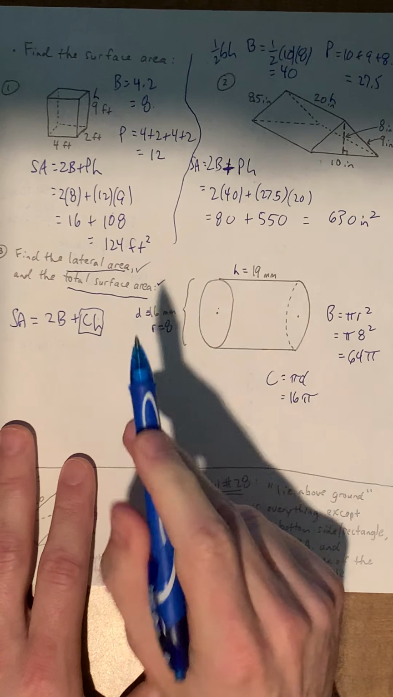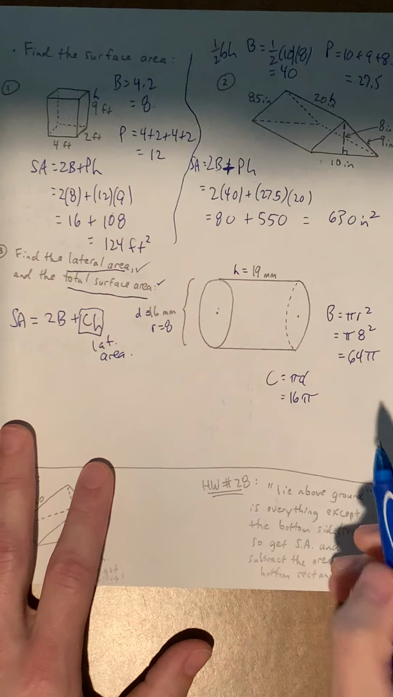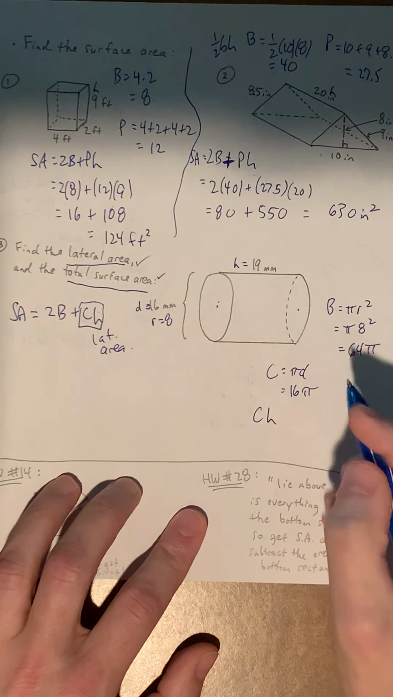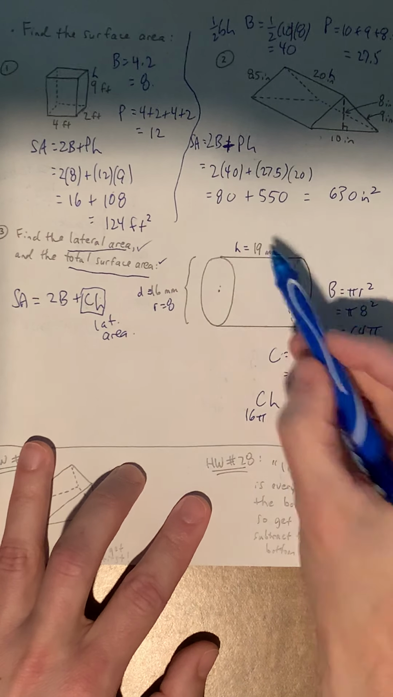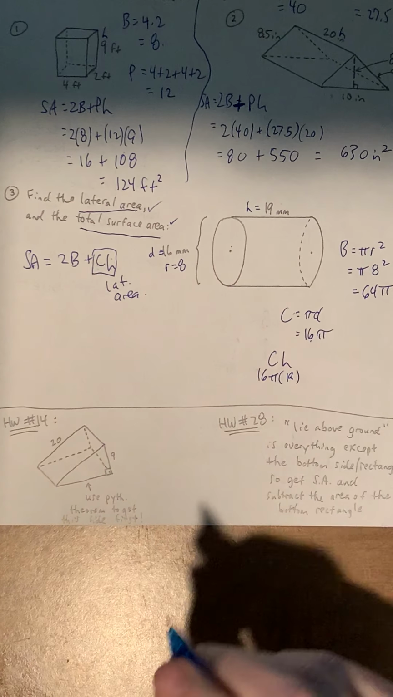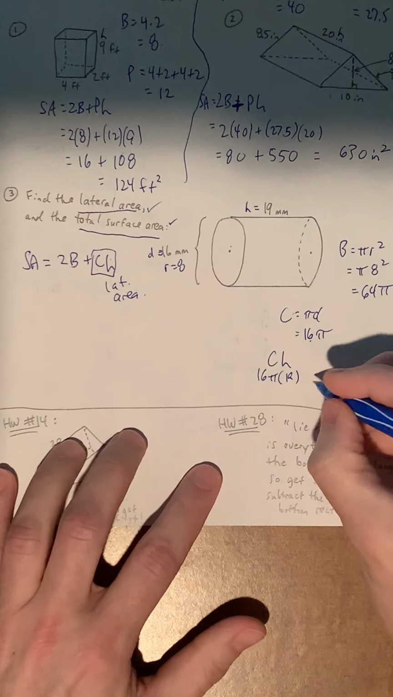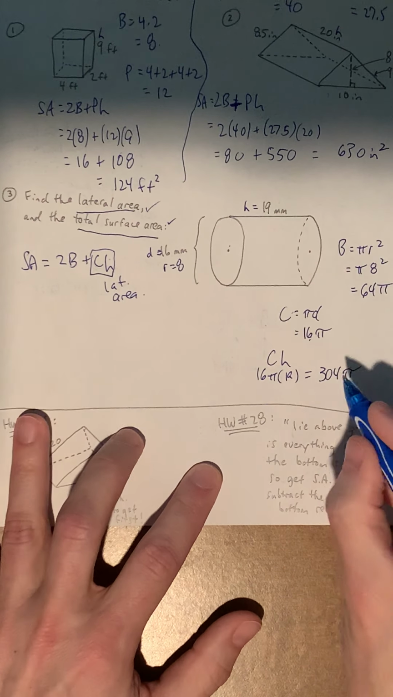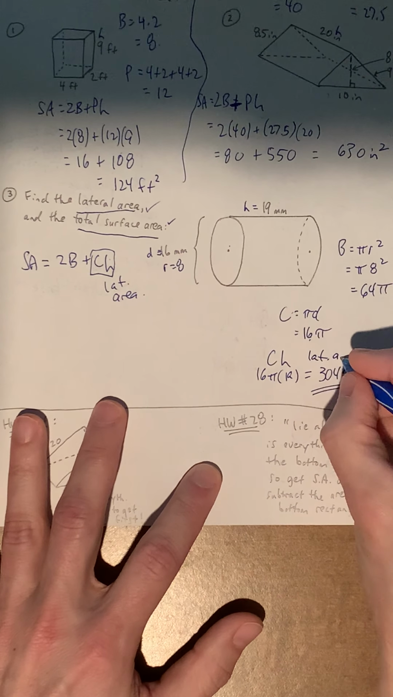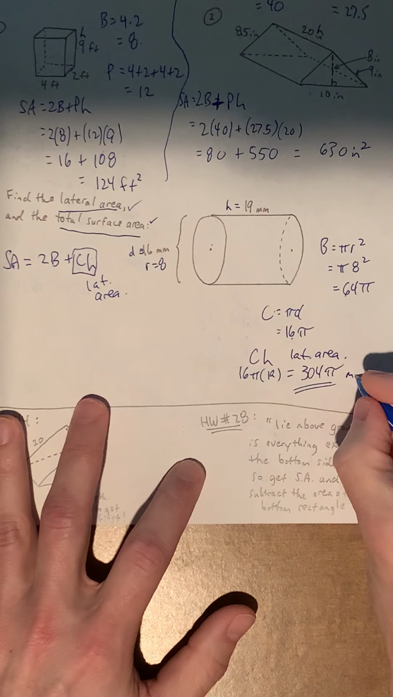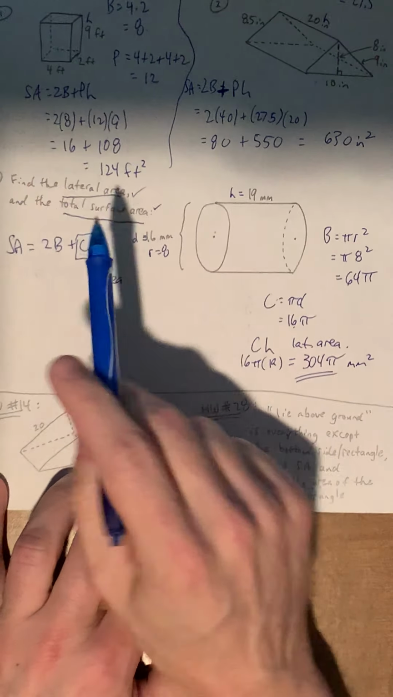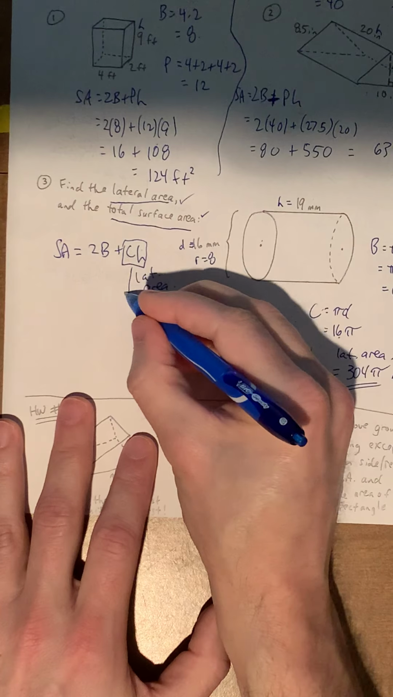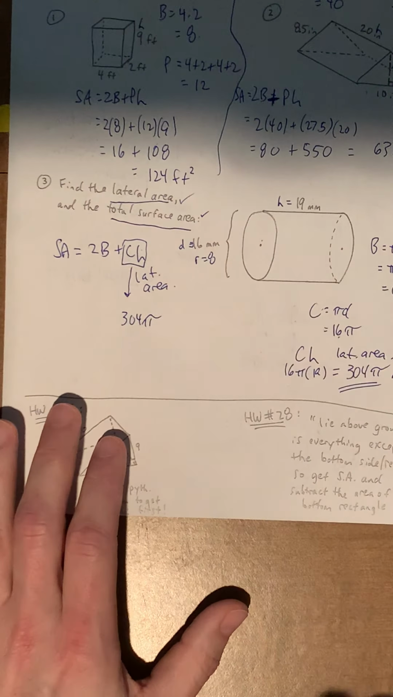Now, CH is the lateral area. So now that we have C, let's just go ahead and calculate it and get it out of the way. Well, C times H is going to be C, which is 16 pi, times H, the height, 19. 16 times 19 should give us 304. And we have our pi on there, don't forget. So 304 pi is your lateral area. And if we put a unit, millimeters squared. Okay, so there's our lateral area, which is what they wanted us to identify separately. Now that's our CH. So we can put that in for CH, 304 pi, since we figured that out.